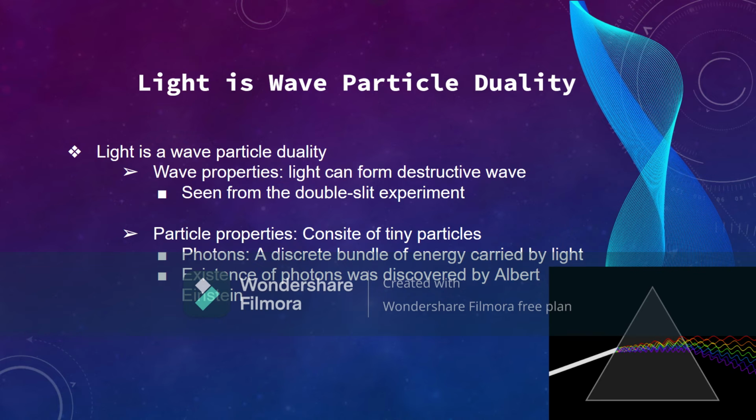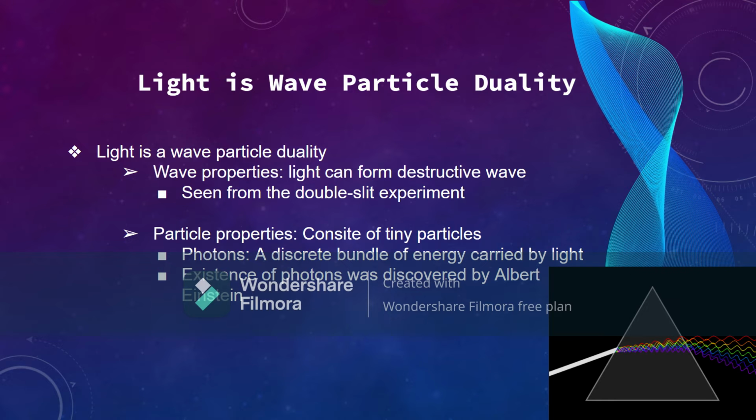Many may think that light is only a wave, but it is not. It is a wave-particle duality. It has properties of both particle and wave. The wave property of light is known already: light can form destructive interference, which can be seen from both the double-slit experiment and Einstein's equation.